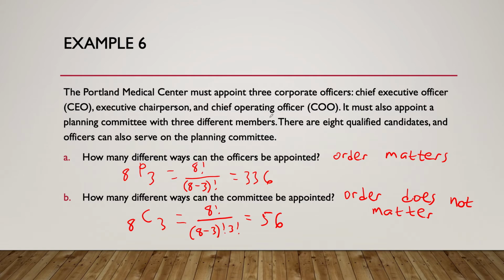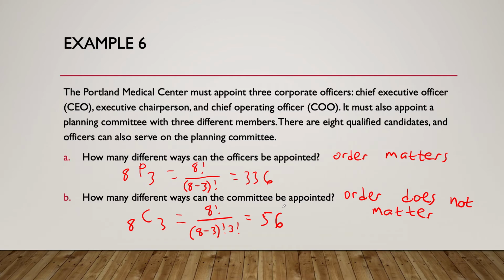Order here matters, right? We have 3 different possible choices: Chief Executive Officer, Executive Chairperson, and Chief Operating Officer. We don't want someone selected for one of these roles to have gone to 2 roles at once. That wouldn't be good or fair for that matter. It's 8P3. 8 factorial divided by 8 minus 3 factorial. Toss that into a calculator, you get 336.